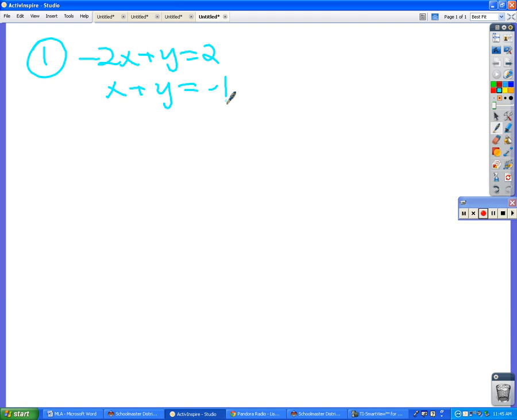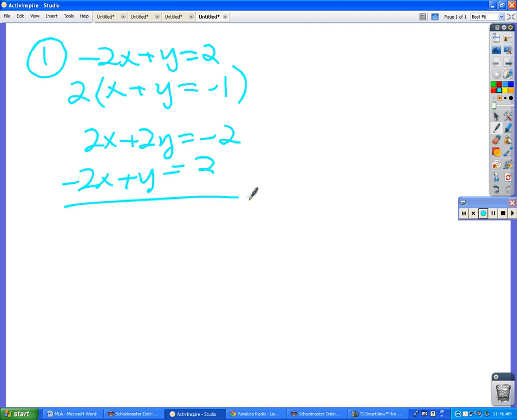Elimination. So if I add these together right now, nothing will cancel. So what can I multiply which one by to get it so that something will cancel with it? What did you say, Tristan? Okay, if I take the bottom one and multiply by 2, then that would give me 2x plus 2y equals negative 2, right? And then I'll rewrite the first one underneath that.